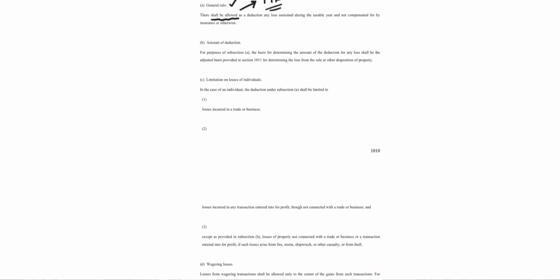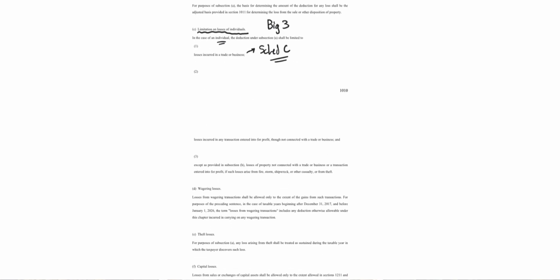Limitation on losses of individuals. So remember the big 3, right? Business, investment, and personal. So let's look at this code section. C(1) first. In the case of an individual, the deduction under subsection A shall be limited to losses incurred in a trade or business. So if we're talking about individuals here, they're referring to a Schedule C type activity or flow through. 2, losses incurred in any transaction entered into for profit, though not connected with a trade or business. So we're talking about investment.